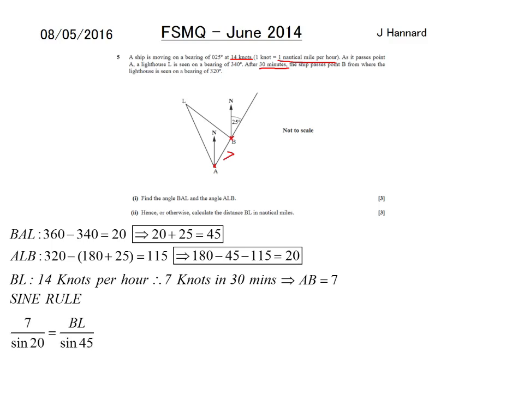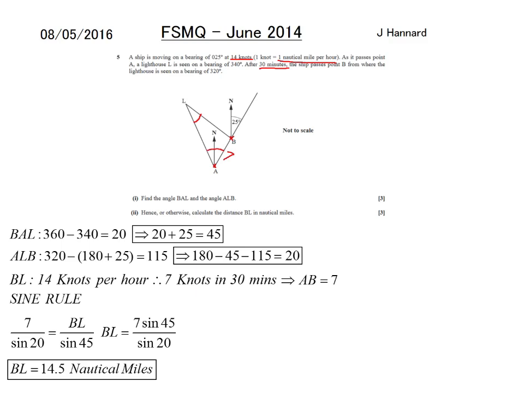So 7 over sine 20, because remember this angle here is 20, equals BL over sine 45, because remember this angle here is 45, which cross multiply, you end up with that. Put it in your calculator, you get BL equal 14.5 nautical miles. So not too bad once you get the nuts and bolts of the question in the end there.